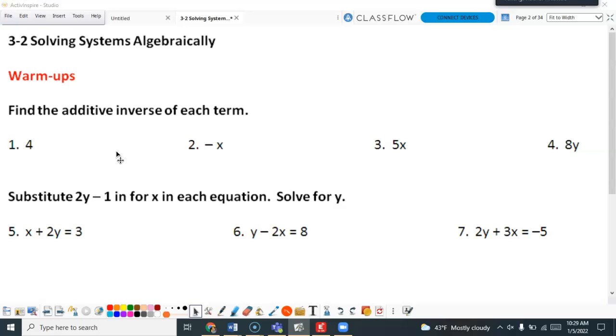The additive inverse of x is positive x. The additive inverse of 5x is -5x. And the additive inverse of 8y is -8y.